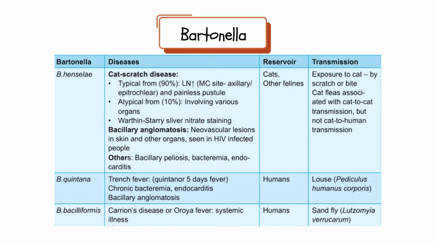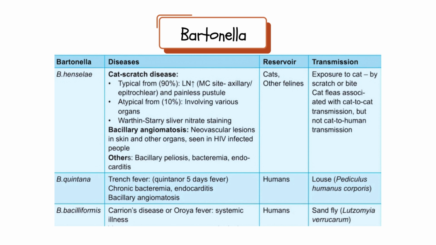Then another group of organisms called Bartonella, the Bartonella species. There are three species, including Bartonella bacilliformis. Bartonella henselae is important because it causes cat scratch disease. The reservoirs are cats and other felines, and it is usually spread by exposure to a cat by scratch or bite. Cat fleas are associated with cat-to-cat transmission, but not cat-to-human transmission. So it is mainly by scratch or bite.